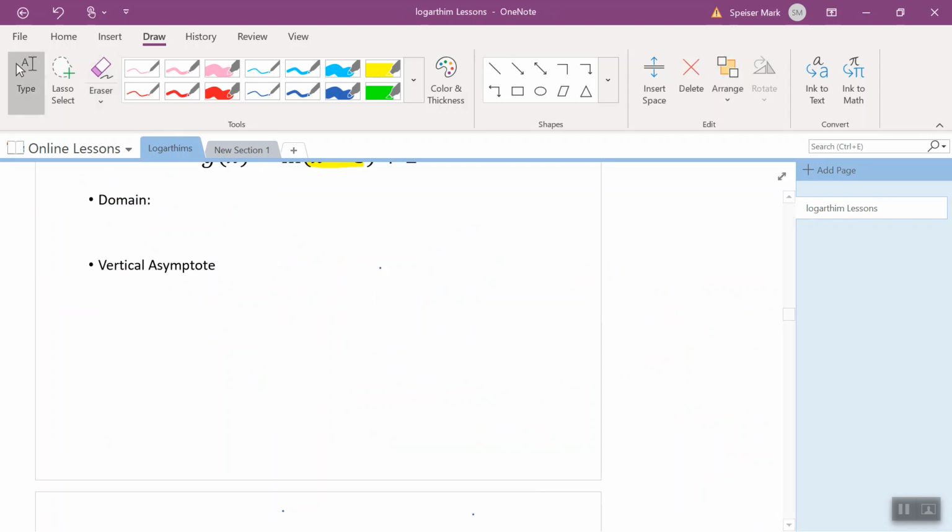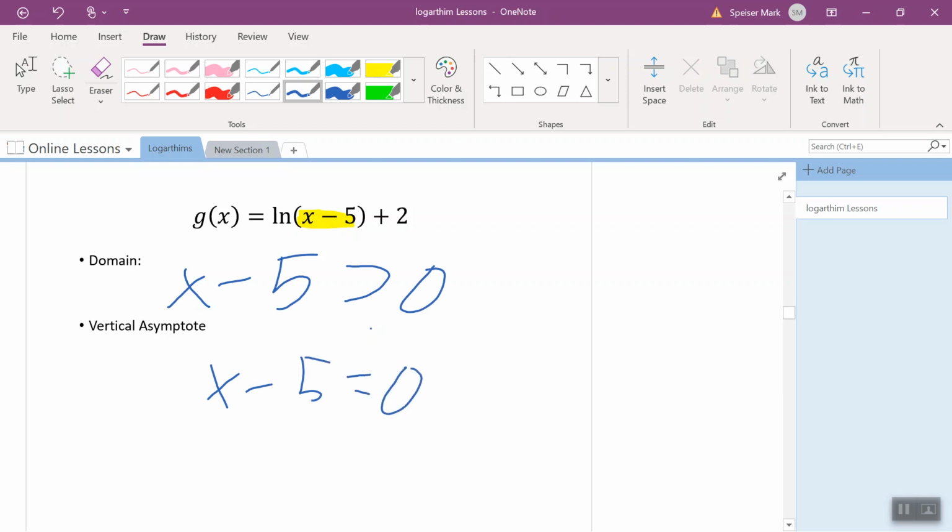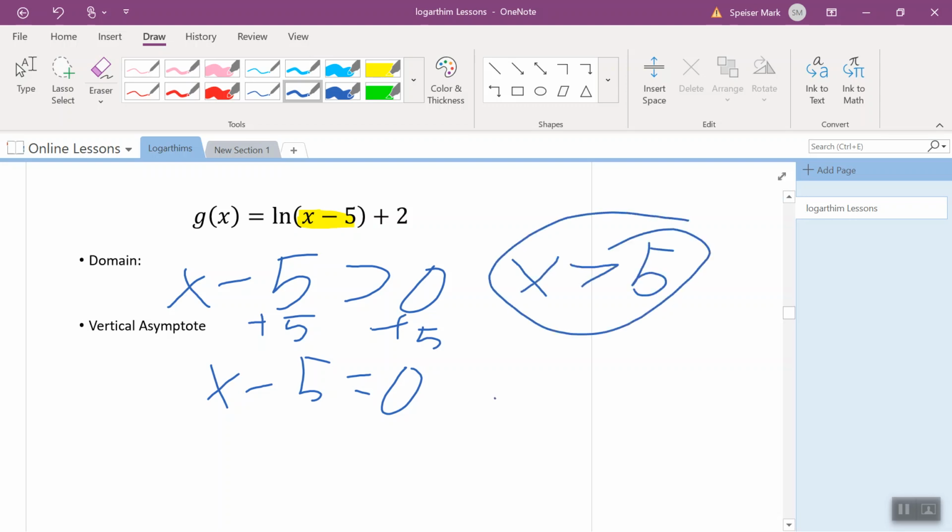Okay, same thing here. You set the part x minus 5 in parentheses greater than 0 and equal to 0. You solve these equations for x. You add 5 on both sides. You get a domain: x has to be greater than 5. And the vertical asymptote is at x equals 5.